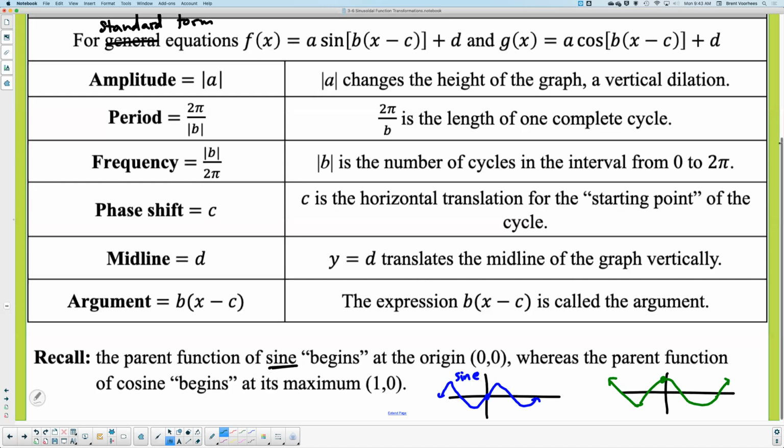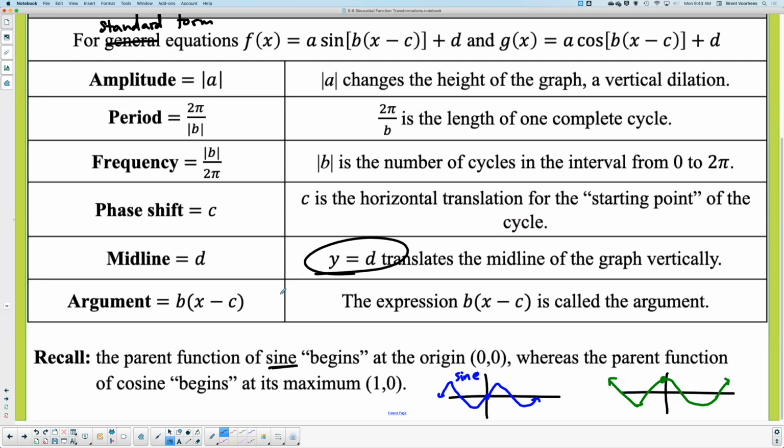One more thing on midline. I put midline equals D. Truthfully, you're going to need to write that as y equals. It's an equation, y equals. So make sure you make note of that. You won't ever just put the D value. It'll be y equals D. So make sure you draw attention to that in your notes.